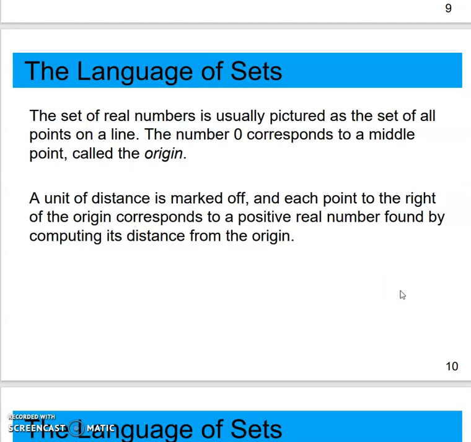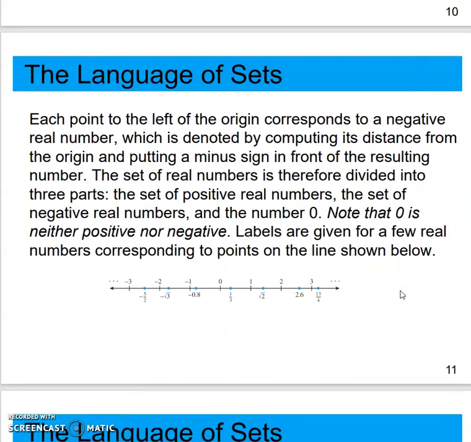We can express the set of real numbers as points on a line, our number line. We've got that 0 in the middle, which is the origin, and of course we can go right for positive and left for negative. So here is that number line, and we can see what it looks like. We usually start with the integers because they're easy, but we certainly can put in there rational numbers, irrational numbers, and so on.